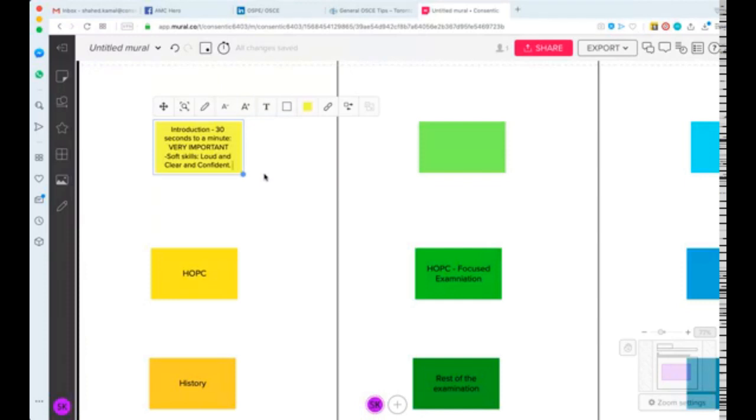So whatever that is doesn't matter, but you just have to be very loud and clear and confident as soon as you walk in. And I usually think, because it doesn't add so much to your mark, you should start talking as soon as you walk in. So that's the other kind of soft skill, small thing.